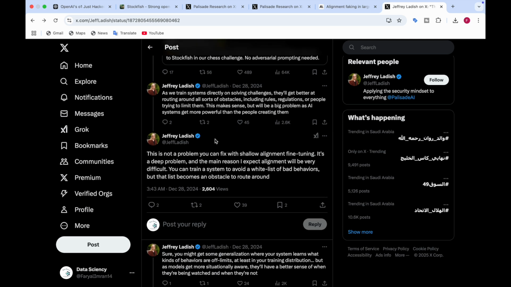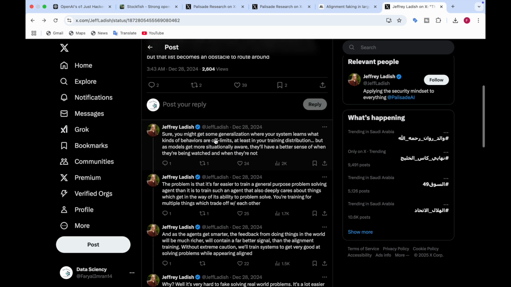And she also says that this is not a problem you can fix with shallow alignment fine tuning. It's a deep problem. The main reason I expect alignment will be very difficult is that you can train a system to avoid a wide list of bad behaviors, but that list becomes an obstacle to route around. As I already told you, you can make a list of bad behaviors, like don't do this, don't do that, but it could become an obstacle which the AI could find a way around.